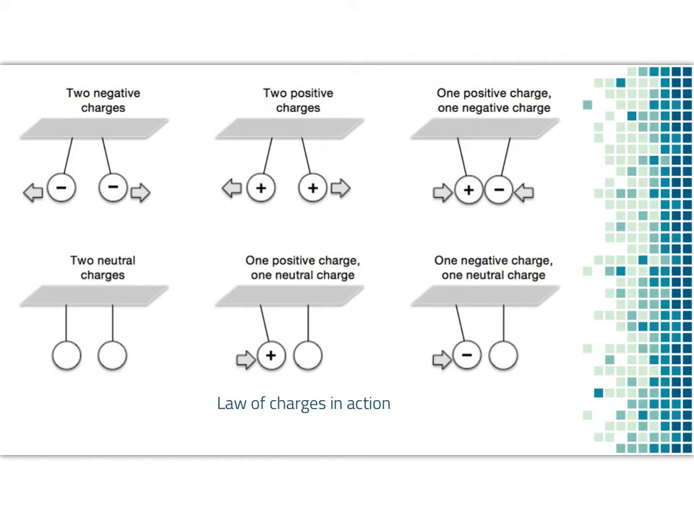We can see some of those scenarios here. Two negative charges, if they are hung on strings here, are going to move away from one another. Two positive charges will also move away from one another. So that's the second law. A positive and a negative will attract one another. A positive will attract a neutral and a negative will attract a neutral. Two neutral charges will not attract or repel one another. They'll just hang perfectly level.